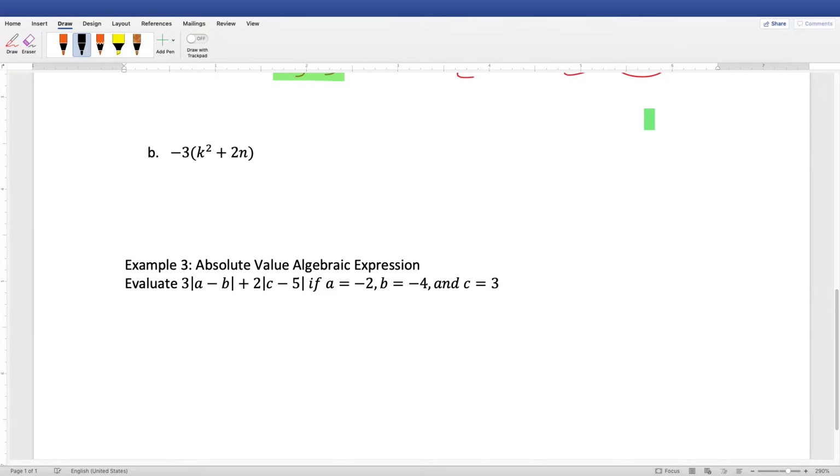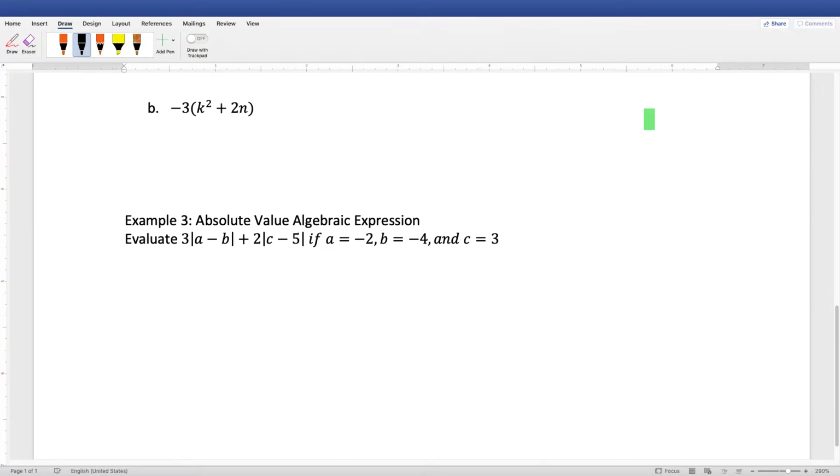Now looking at B, my k value again was negative 2. My n value was negative 4, and I'm going to substitute. So I have negative 3 parentheses, negative 2 squared. The parentheses in the negative 2 squared is important to make sure that your negative 2 becomes positive, plus 2 times a negative 4, and then we want to close our parentheses.